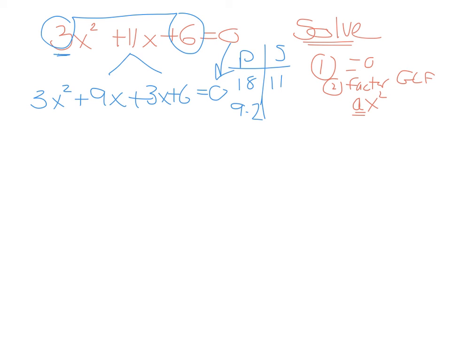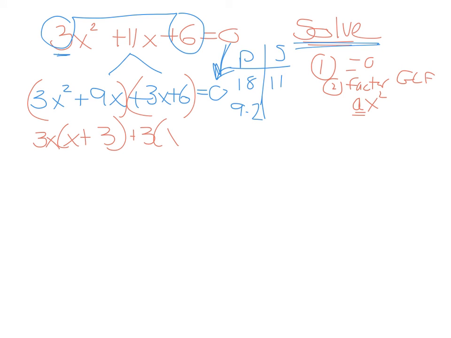So I just don't want to forget that each time it's going to be set equal to 0 in this problem. Now I'm going to group them and factor out the GCF of each group. So that would be 3x times x plus 3 plus 2 times x. Oh, I'm sorry, this is a 2. So I am factoring out a 2 right here, plus 2 times x plus 3 equals 0.